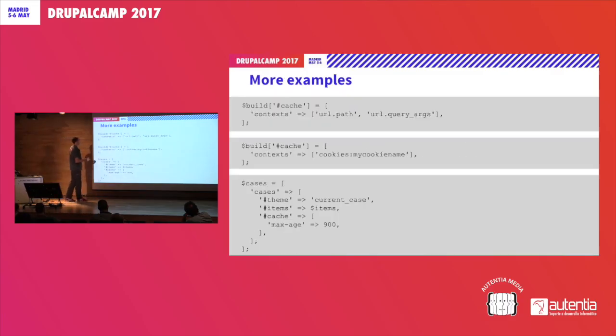This is another example, where sometimes the URL path is not enough. In a project, we were using query arguments, question marks, and things, and we had that problem. So we need to add those URL query arguments to get invalidated by those query arguments. Or maybe a cookie. If you are using a cookie and the user can enter as different types, depending on the cookie, you have to show something differently. You can use this context in this case, that is cookies, and then the name of the cookie.